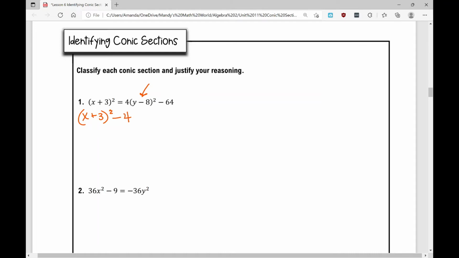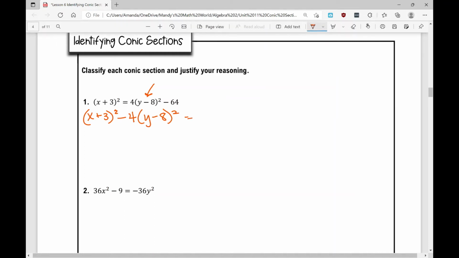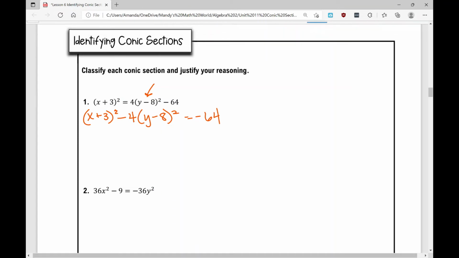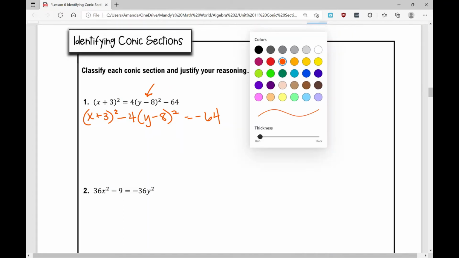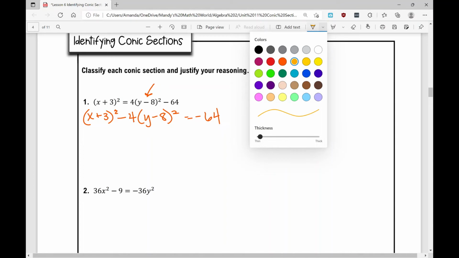So minus 4 times (y minus 8) squared equals negative 64, and I could leave it just like that because it doesn't matter if I move that negative 64 over or not. I could, but I don't have to. So what I do see is that all the squared terms are on the same side of the equal sign.